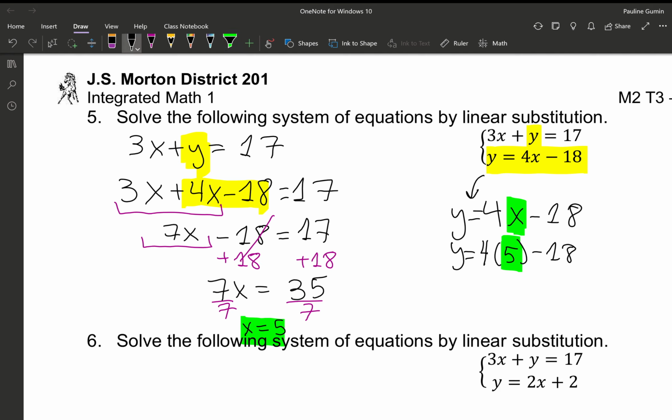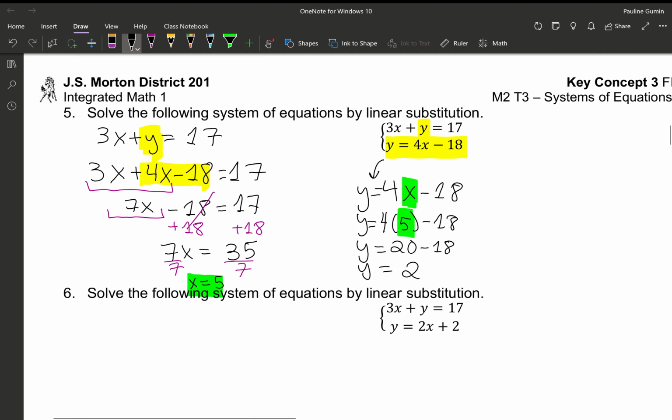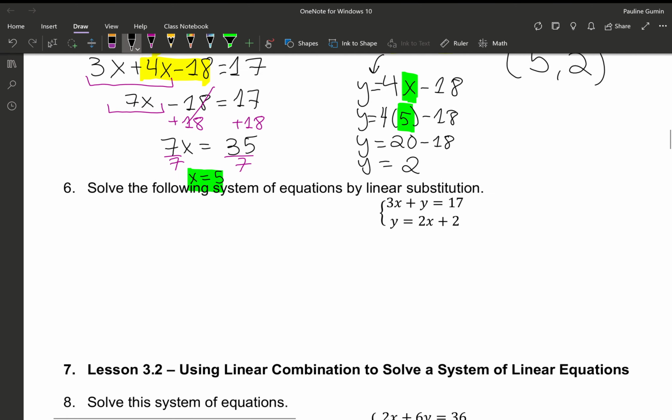Right. Parentheses mean multiplication, so 4 times 5 is 20, and 20 minus 18 is 2. So our final answer is written as 5, 2. Don't forget we're keeping this in alphabetical order, x, y.